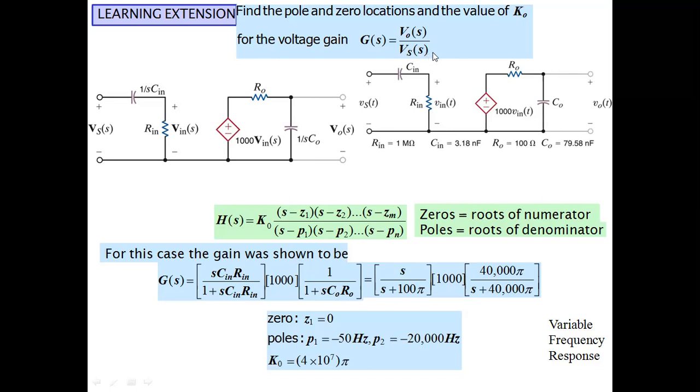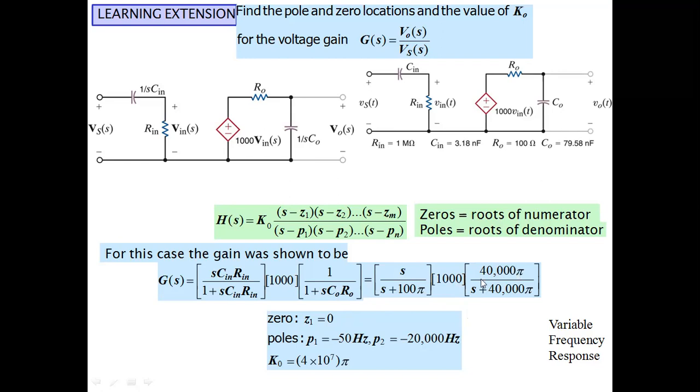That is nothing but 1 upon 1 plus SC0 R0. But we are taking it in the denominator, or you are writing 1 upon 1 plus SC0 R0. Both have the same meaning, so you can write it like this also. So if you solve this, putting the values of C in, R in, C0, R0, you will get this equation. So if you solve, you will get all the values in the numerator.